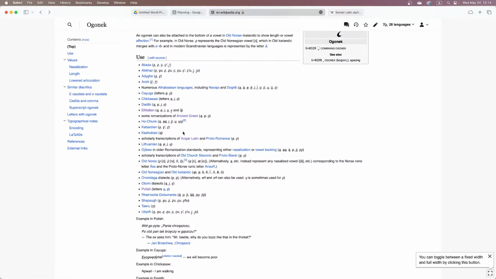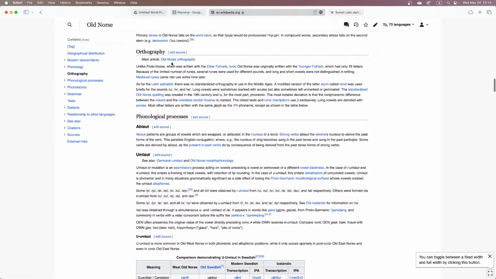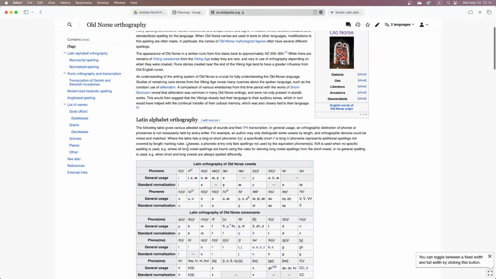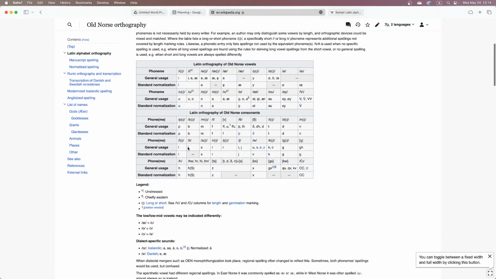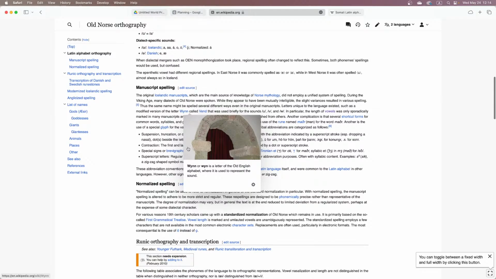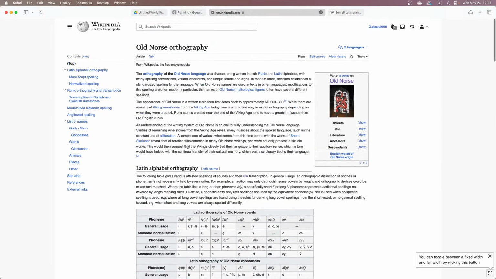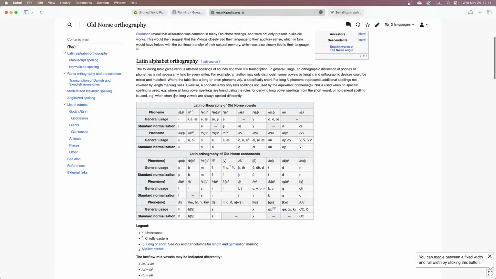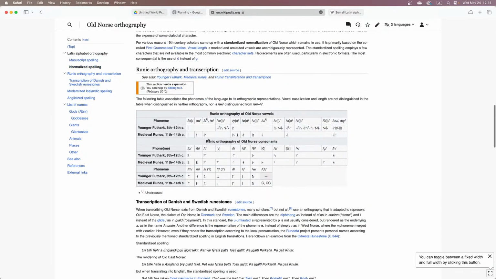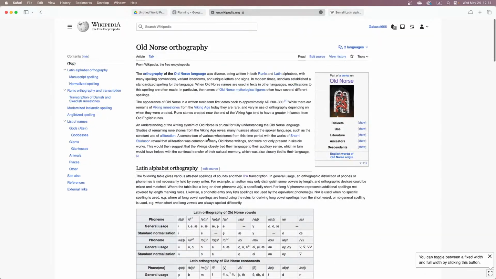Well, the thing to remember about Old Norse is it wasn't really written in the Latin script. In modern days, people use a kind of standardized romanization of it, but it didn't have a Latin script. It used real runes, really. Yeah. Okay.